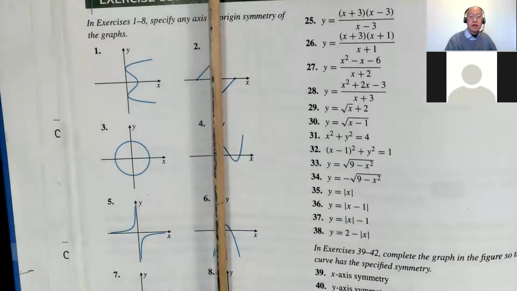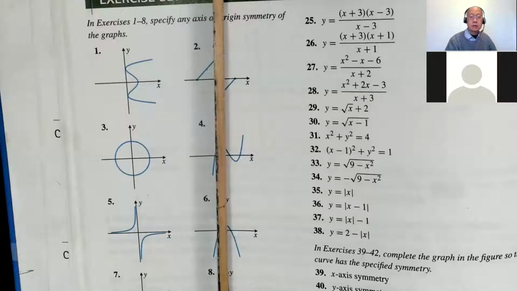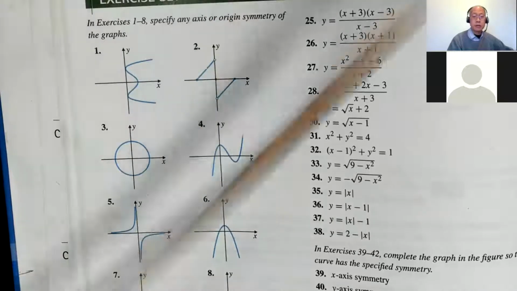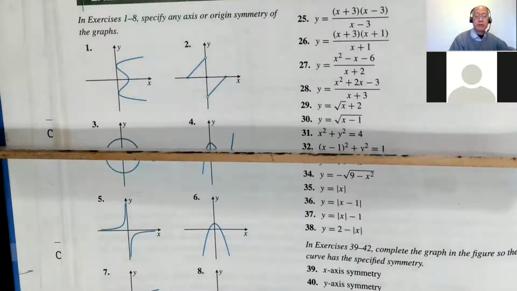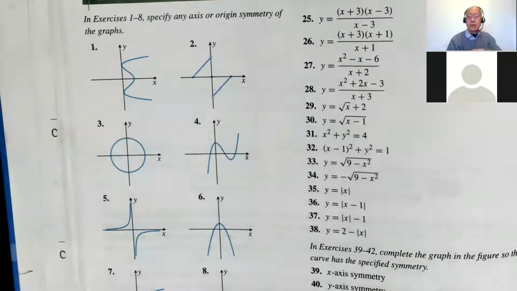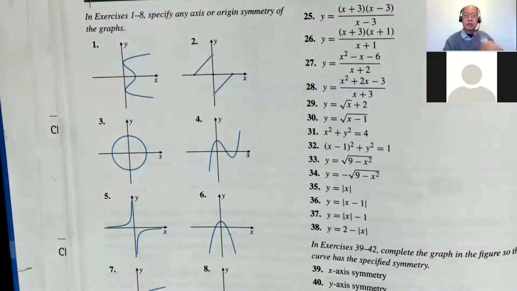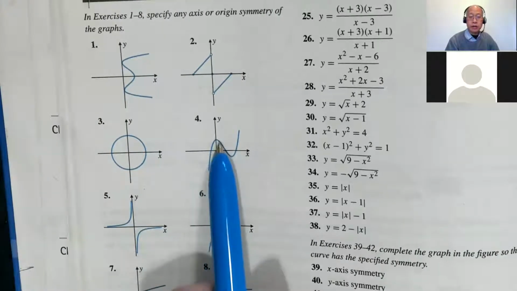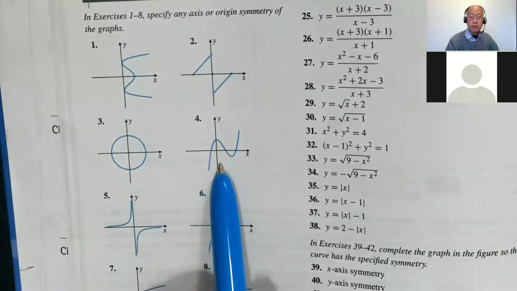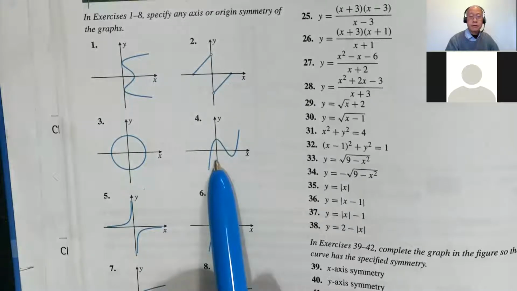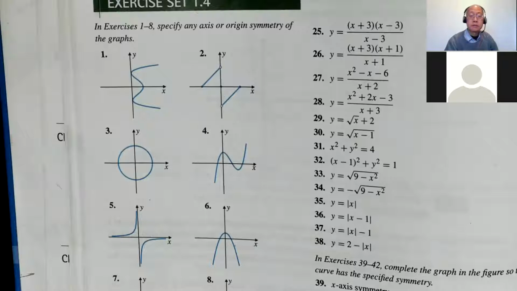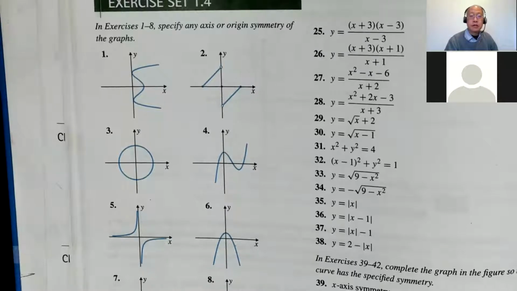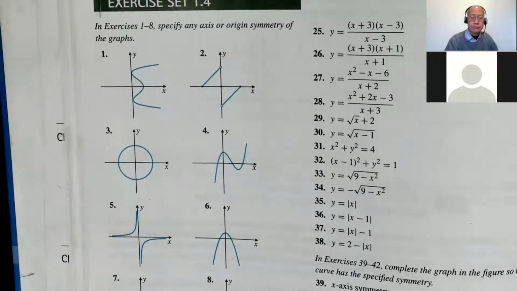Number 4. It does not have y-axis symmetry. The left side is not the mirror image of the right side. It does not have x-axis symmetry. The top is not the mirror image of the bottom. And it does not have origin symmetry either. Otherwise, for instance, this point here would reflect down here, and you'd have another point here, but you don't. So the answer to number 4 is none, N-O-N-E.